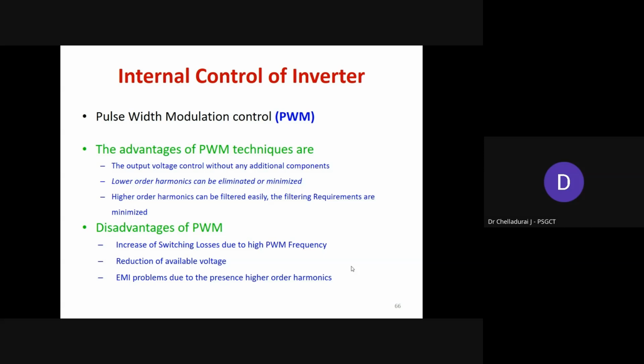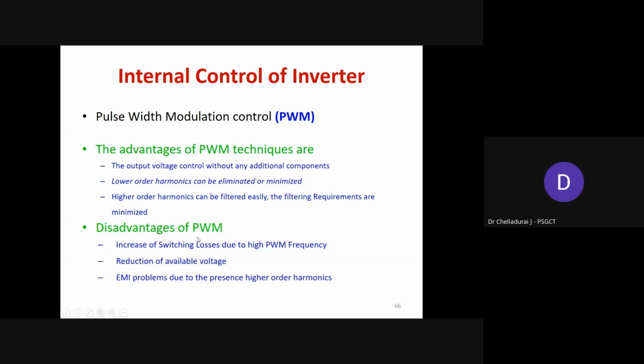Especially while increasing the switching frequency of the PWM technique, higher order harmonics can be increased, and the lower order harmonic component magnitude we can decrease. By reducing the lower order harmonics, the filter requirement, inductor and capacitor, we can reduce. The main disadvantage of using PWM techniques is that the switching losses will increase.